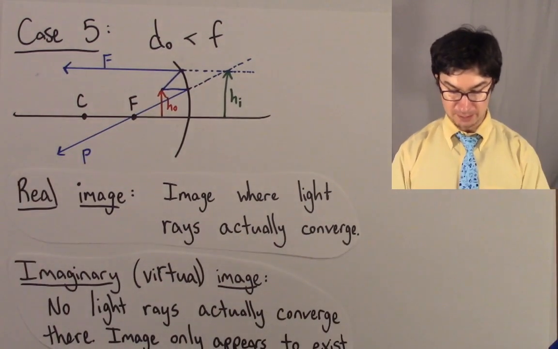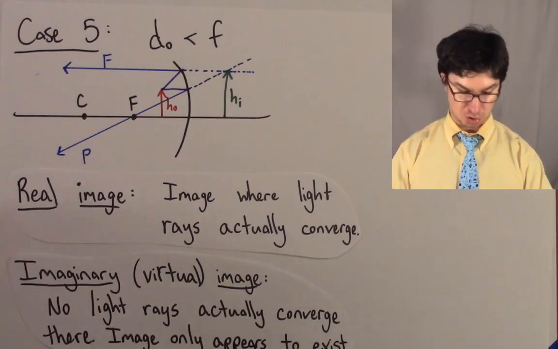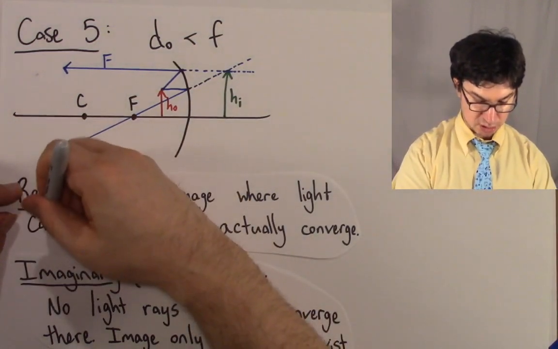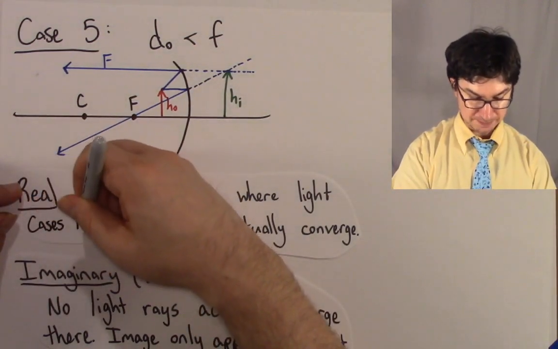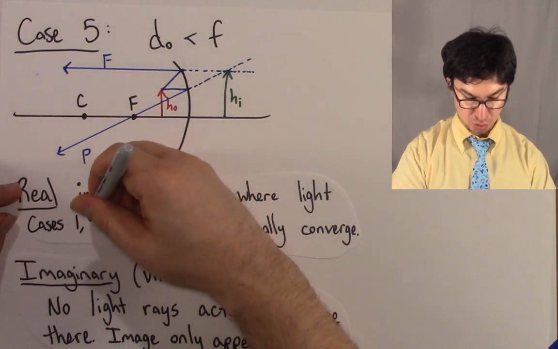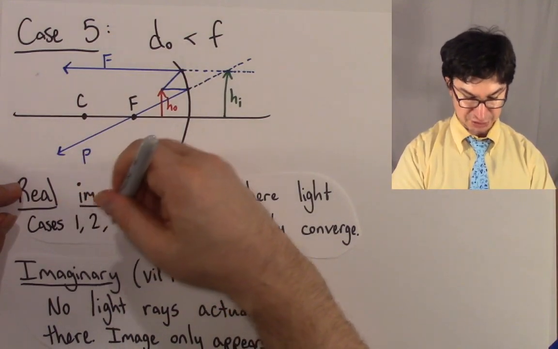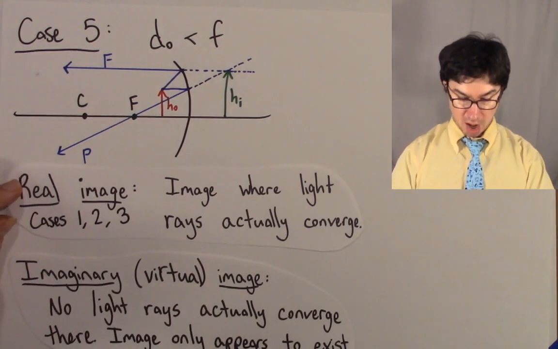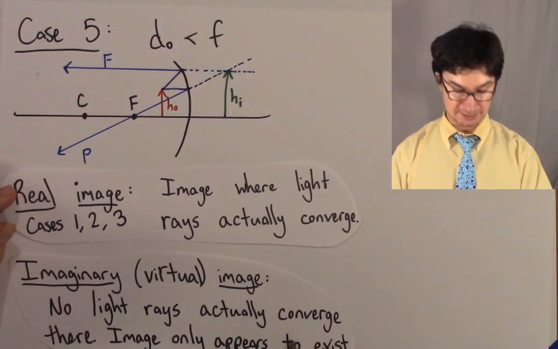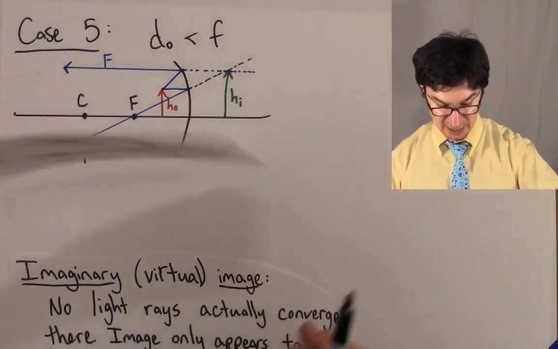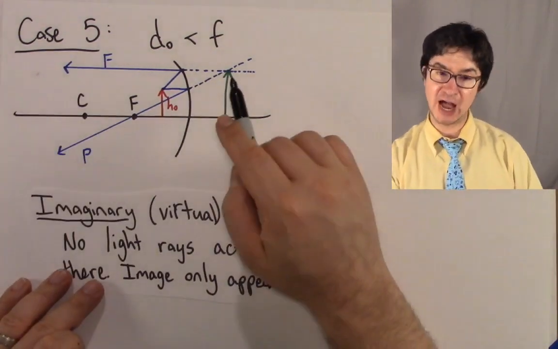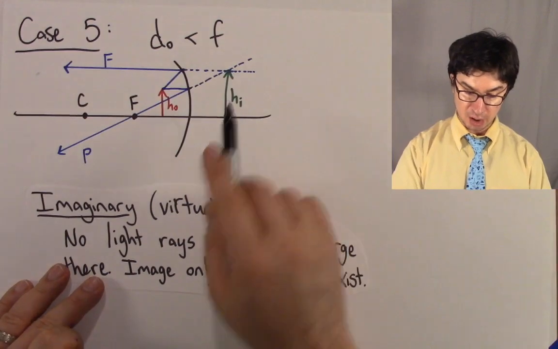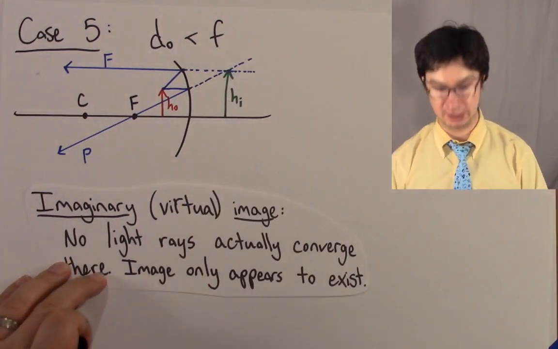So for our purposes, a real image occurred in case 1, case 2, and case 3. In cases 1, 2, and 3, we had a real image. We didn't have any image in case 4, obviously. But now in case 5, no light rays actually converge there. So we're going to call this an imaginary or a virtual image.